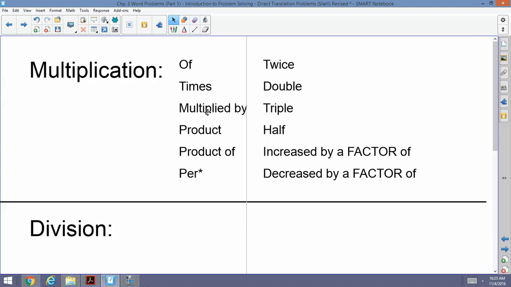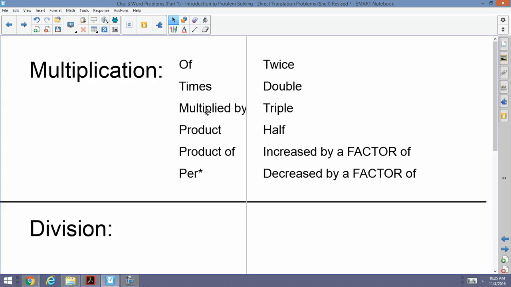Now, why did I put a star around per? Because per can be used for multiplication and/or division, depending on the question. If I told you that it was $10 per CD, and you bought 5 CDs, how much did you spend? 10 times 5, which is 50, exactly. You knew that you had to multiply there, because you took the price and multiplied it by the number of CDs you bought. So that's why per could be multiplication, could be division.